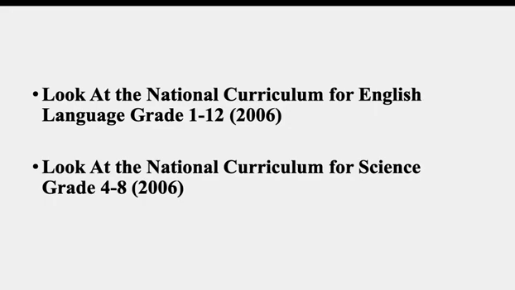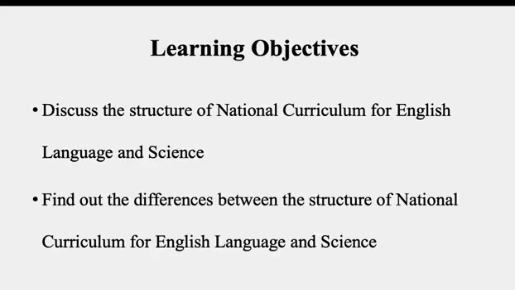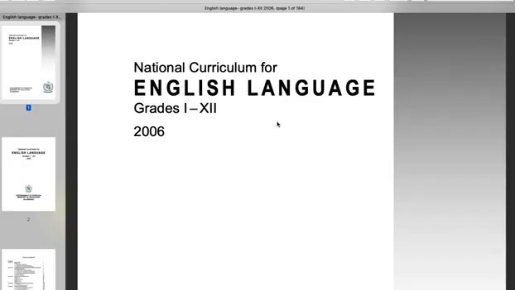So let's begin. Here we are with our learning objectives for the discussion. First of all, we are going to discuss the structure of the national curriculum for English language and science. Then our second objective is to find out the differences between the structure of the national curriculum for English and science.